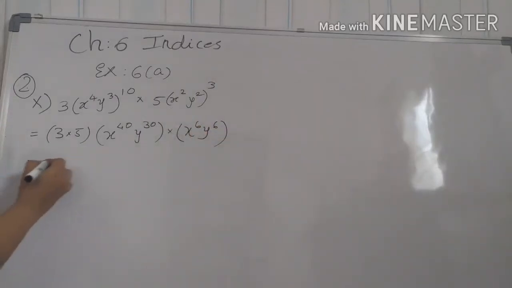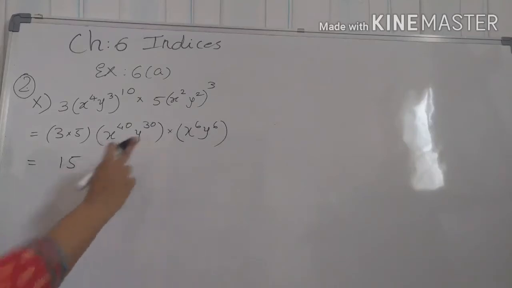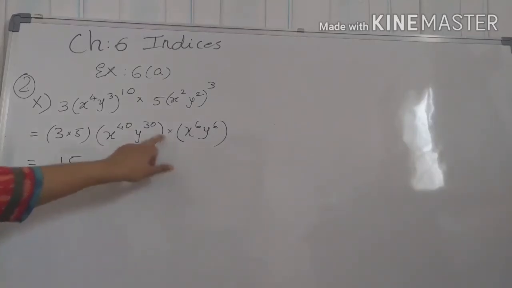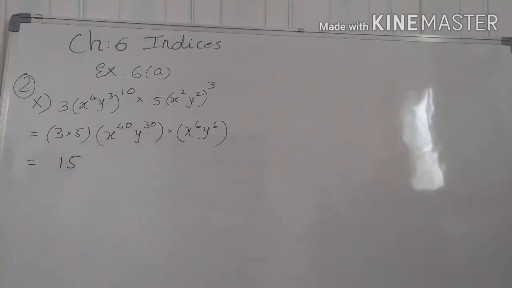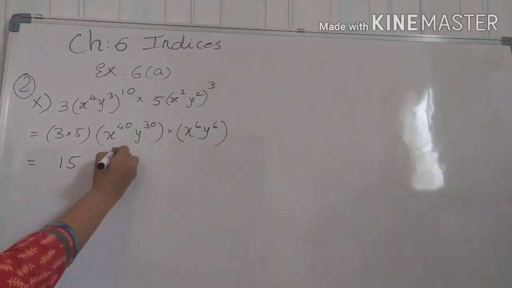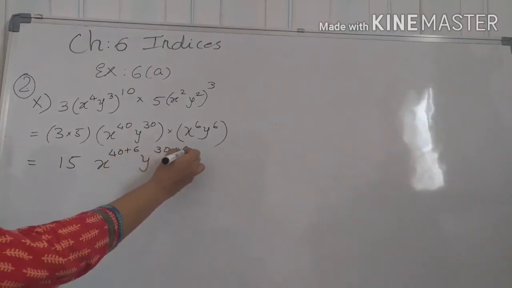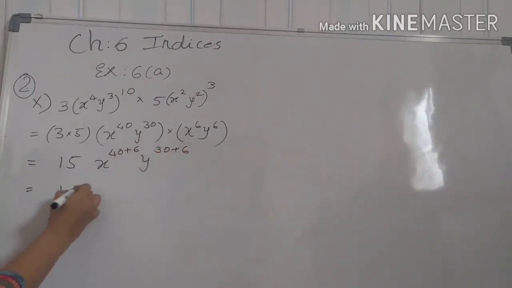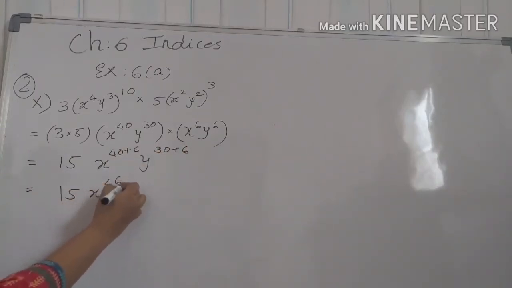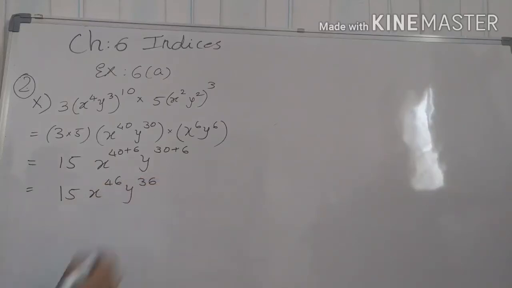Now this 5 3s are 15, and you see now there is multiply sign and base similar like x, x. So we can add the powers, 40 plus 6 and y raised to 30 plus 6. So here we get 15 x raised to 46 and y raised to 36.